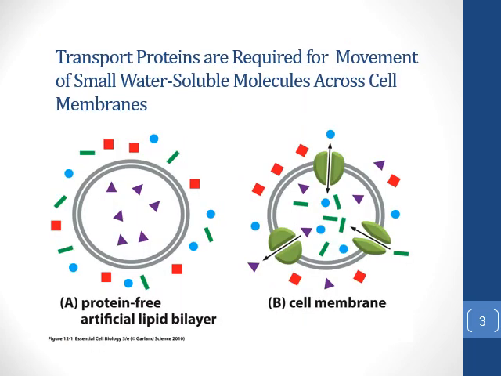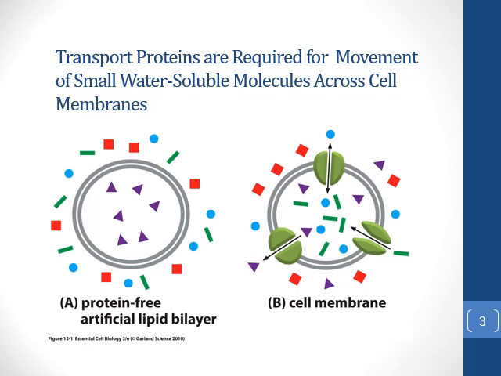Now, if something cannot get across the membrane by diffusion, the question is, how does it get across the membrane? And the answer is that there are going to be proteins embedded in the membrane, let's say the plasma membrane, that are going to facilitate that movement. They're going to allow that molecule to get across the membrane. So in this cartoon over here on the left, we've got all these molecules on the outside and the purple triangles on the inside, and none of them are crossing the membrane.